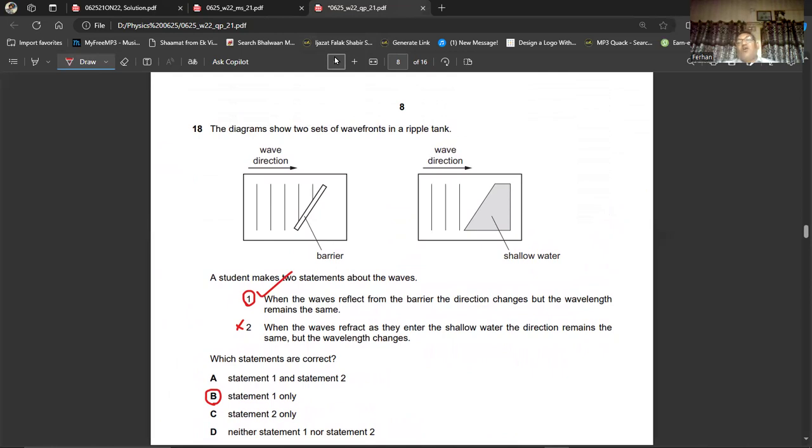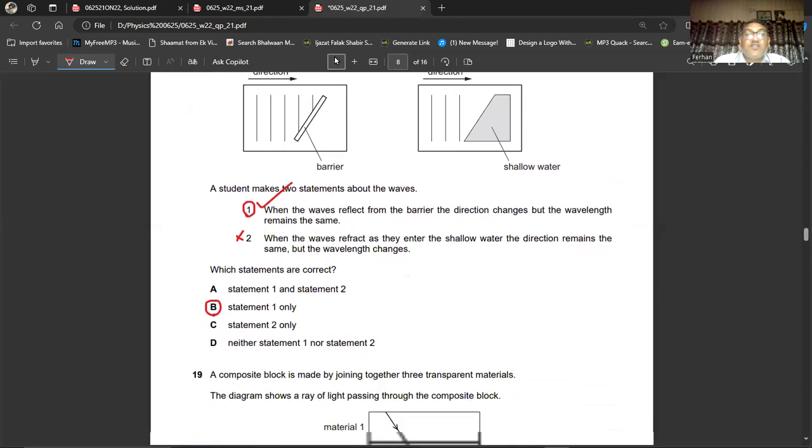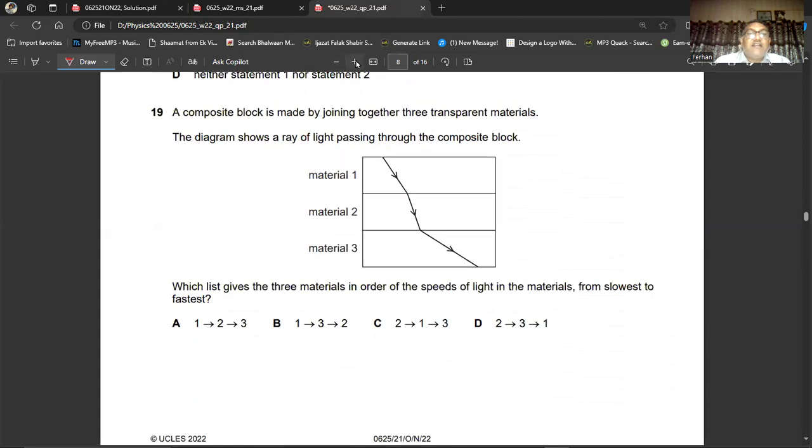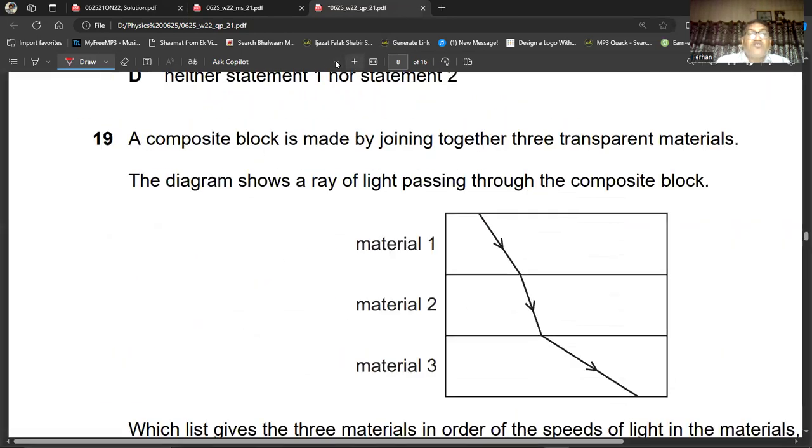So B, only statement 1 is correct. Hopefully you know what the reflection of water waves is and what the refraction of water waves is. Okay, so we have question number 19 coming up on your screen.